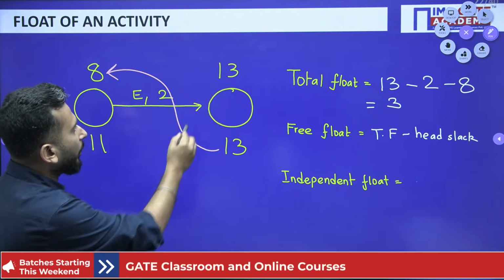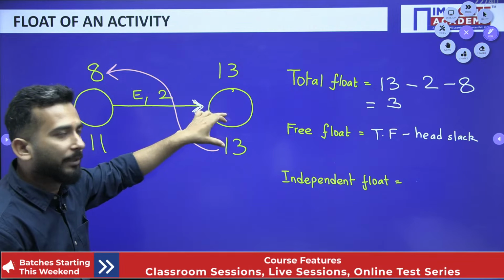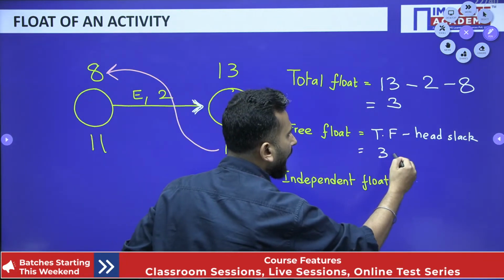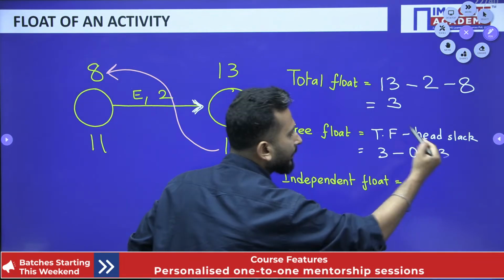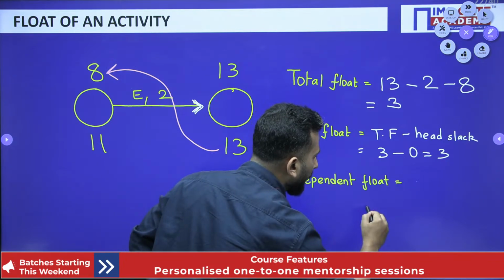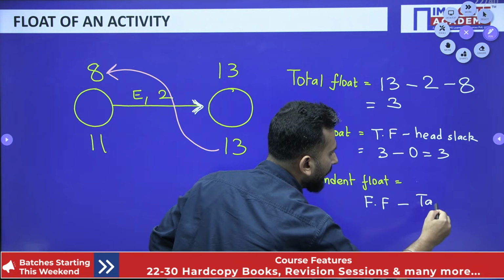What is the head? For this activity, this is the head event, head event A. So what is the slack? Slack is 0. So total float 3 minus head slack 0 is 3. Done. What is independent float? Independent float is free float minus tail slack.